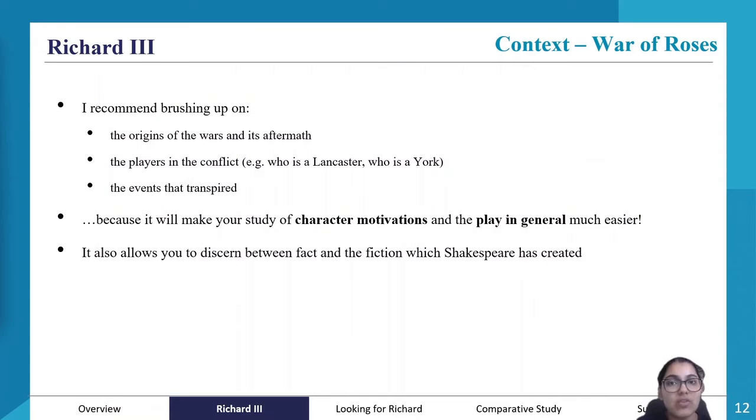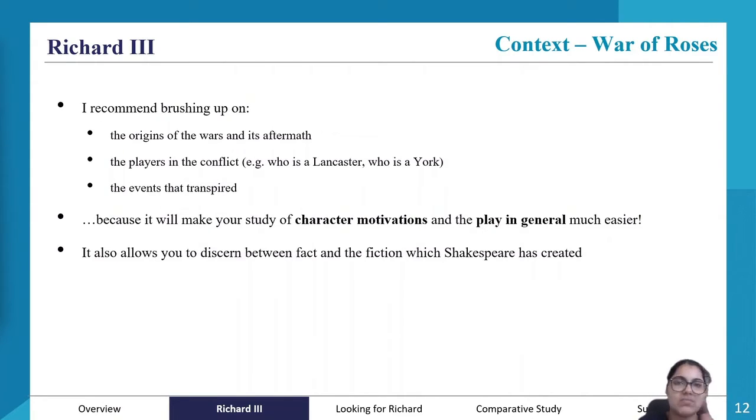The players in the conflict. So who's a Lancastrian, who's a York. That's an important one because we do see there are so many characters in the play. It can get pretty confusing pretty easily because all of their names are pretty similar. There are like 2 Edwards in there. One is the son of Henry, Edward, who is killed by Richard. The other Edward is Richard's brother. So just know the difference. And the events that transpired.